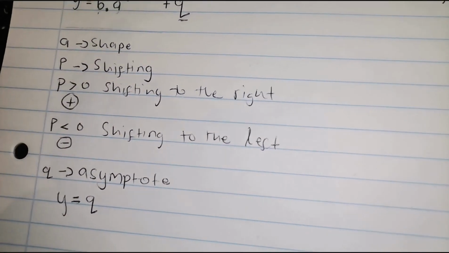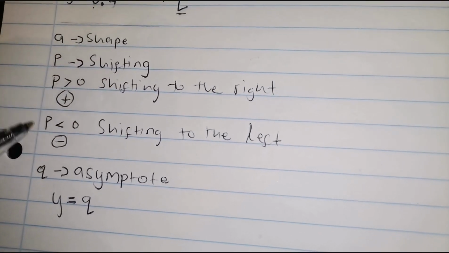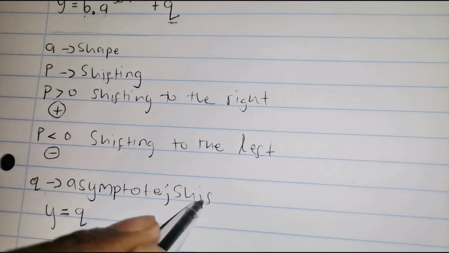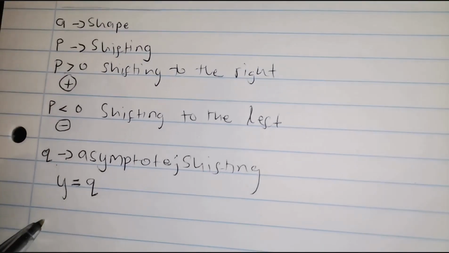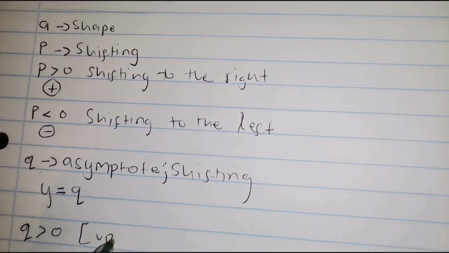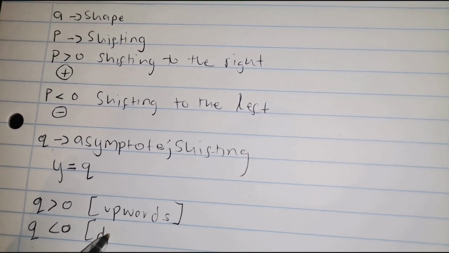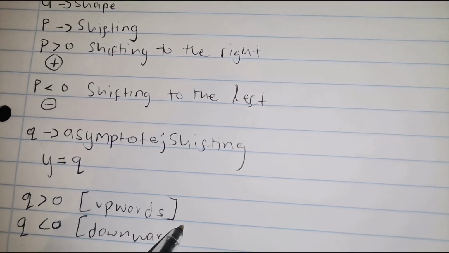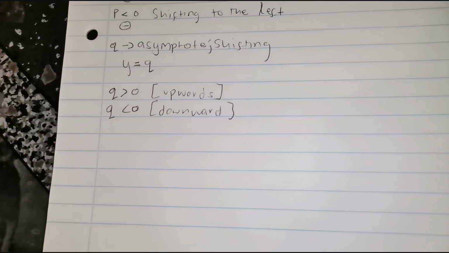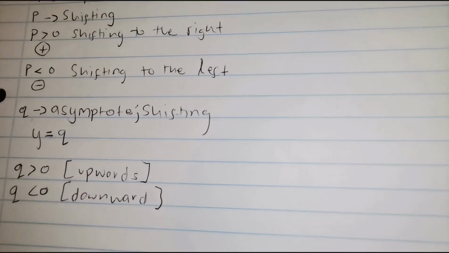Then q also talks about vertical shifting. The p value gives horizontal shifting, while q gives vertical shifting. When the value of q is bigger than 0, obviously the shifting is upwards. When the value of q is smaller than 0, when it is negative, obviously downwards. You're going to deal with such questions when you move to the deeper context of this function. I hope you understand.